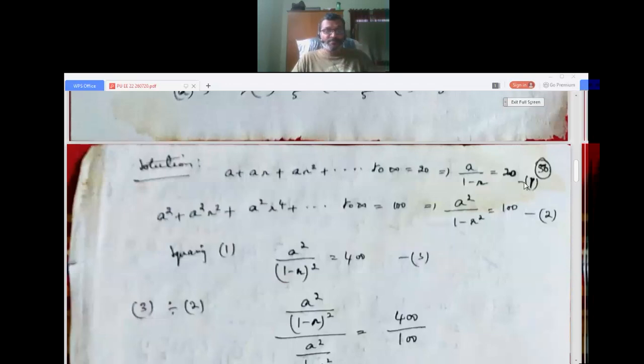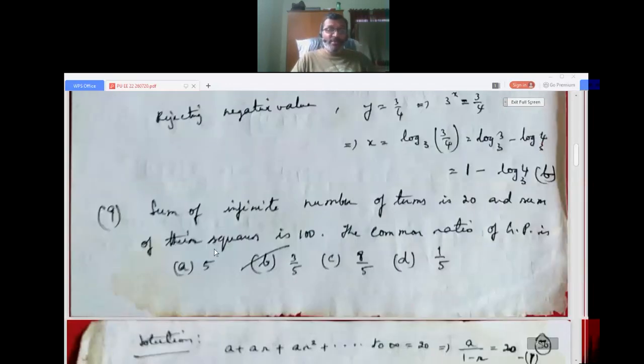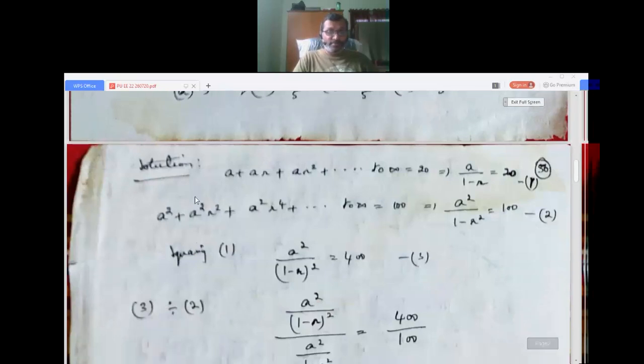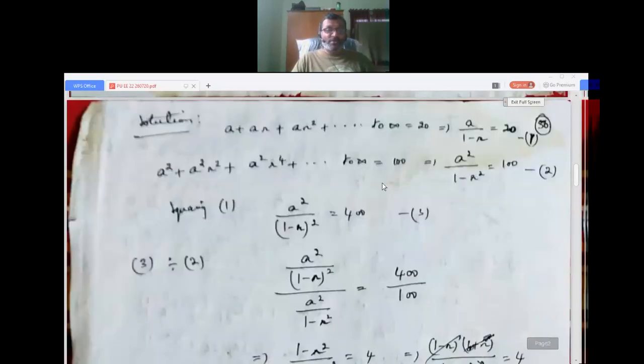I'll take this as 1. Then it is given the sum of the squares is 100. So I square this: A squared plus square of AR, that is A squared R squared, plus square of AR squared, that is A squared R power 4, till infinity equals 100. The sum of the squares is given to be 100. So here the first term is A squared, so by the same formula A squared by 1 minus the common ratio. You can see this term divided by this is R squared, this term divided by this is R squared. Like that the common ratio is R squared.